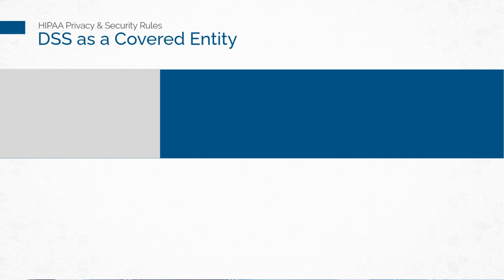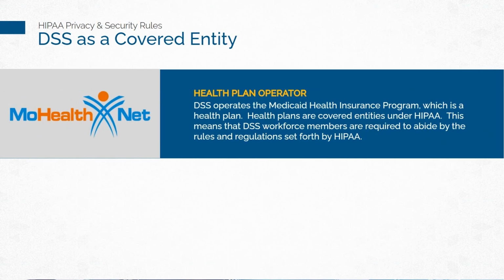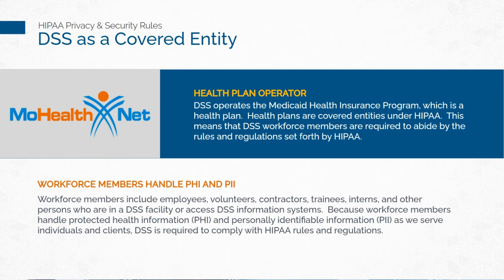DSS is considered a covered entity under HIPAA because we operate Missouri's Medicaid program, known as MoHealthNet. Because DSS operates Missouri's Medicaid program, all DSS workforce members are required to comply with HIPAA rules and regulations. DSS workforce members, which includes employees, volunteers, contractors, trainees, interns, and other identified persons, handle confidential health information and personally identifiable information in our service to individuals and clients. Because we are a covered entity and because we handle PHI and PII, DSS is required to comply with HIPAA rules and regulations.